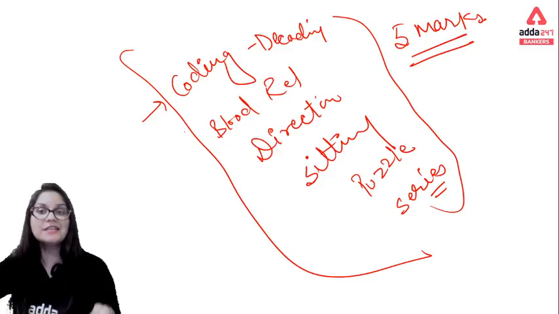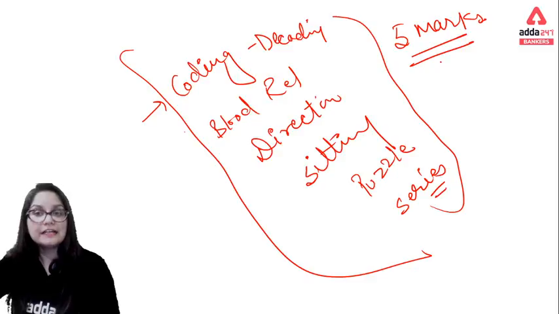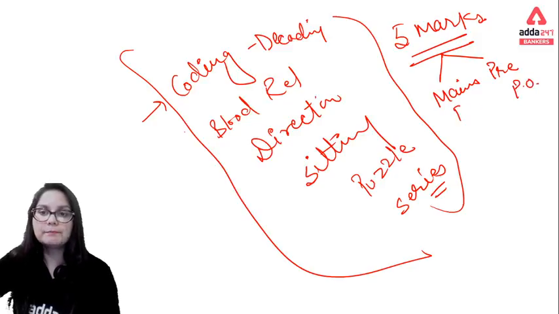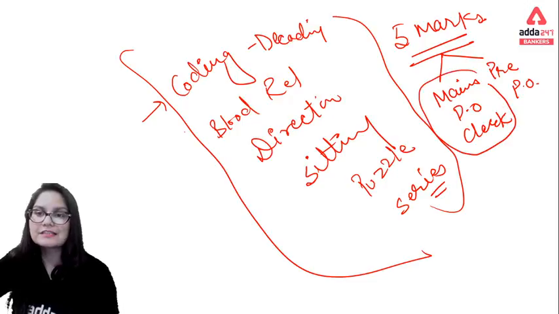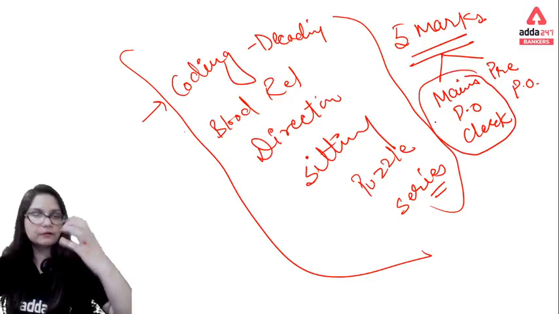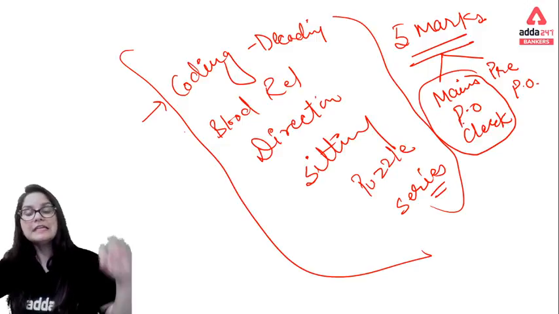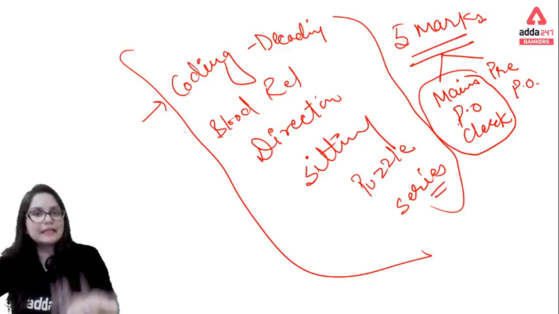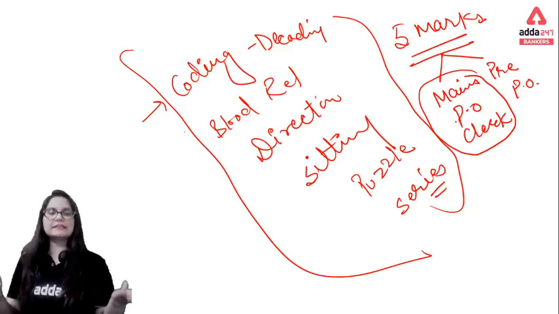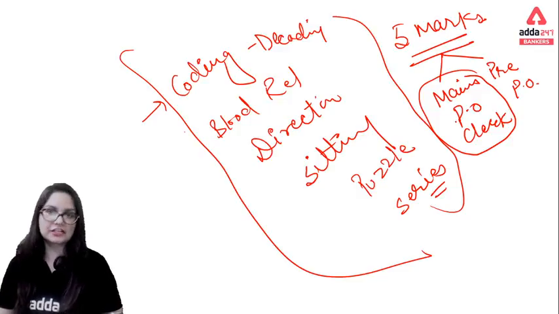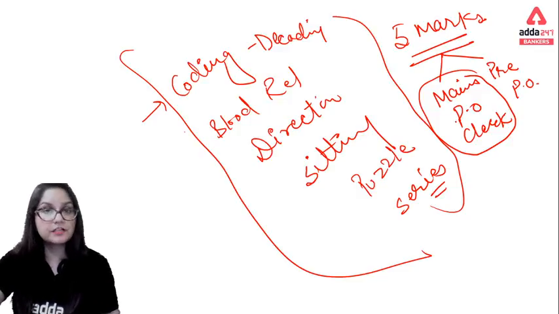And one thing that is most important is that data sufficiency comes in the mains examinations as well as the prelims of PO, and the clerical too. That means it appears in pre and mains for PO and mains for clerical, both examinations. That means it is mandatory to get 5 marks, or we can say that data sufficiency provides us 5 marks for our selection process. So it is an important chapter to do.